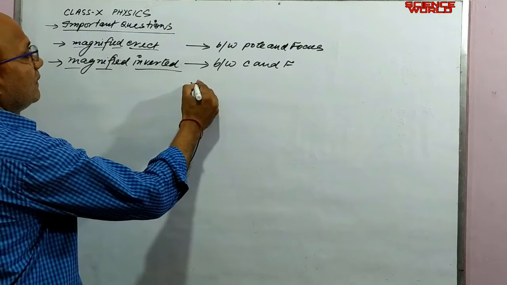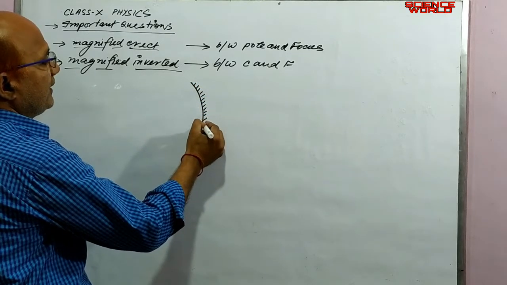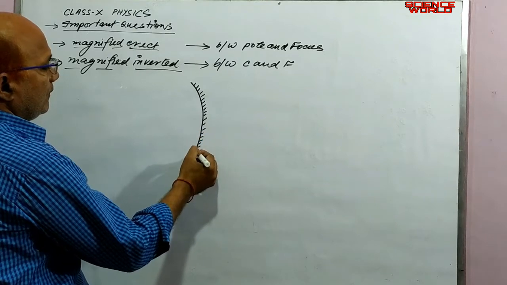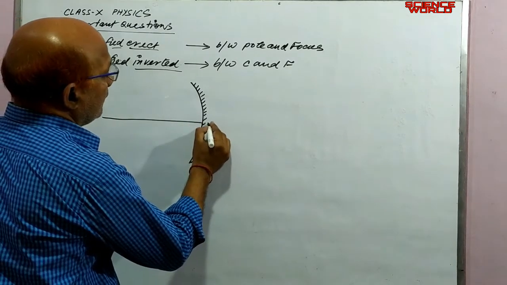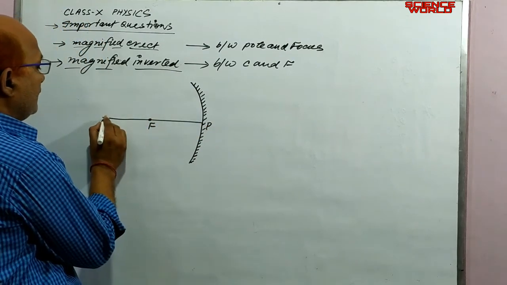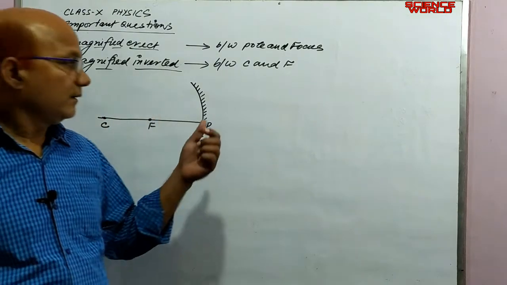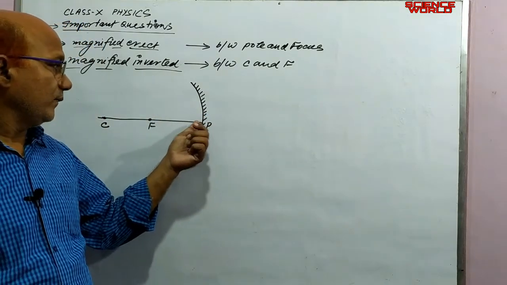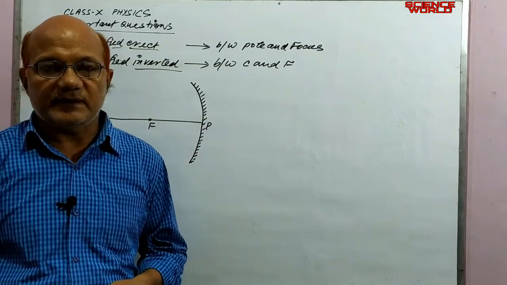Suppose this is a concave mirror, pole, focus, center of curvature. Don't forget to write pole, focus and center of curvature in case of spherical mirrors.